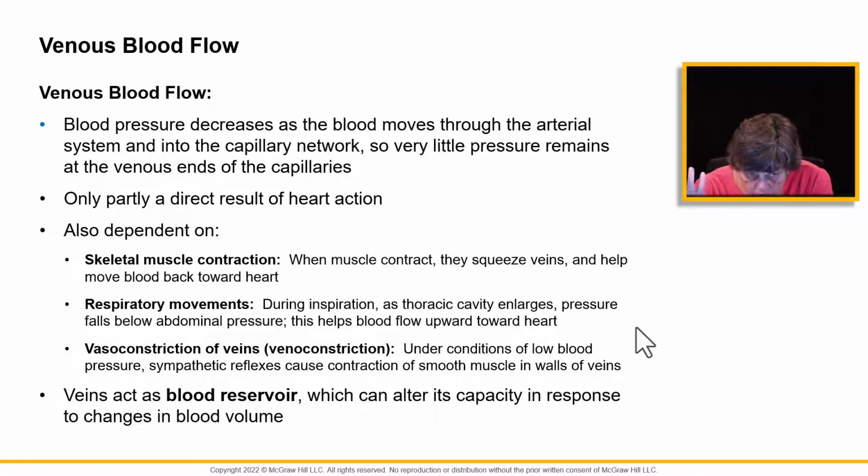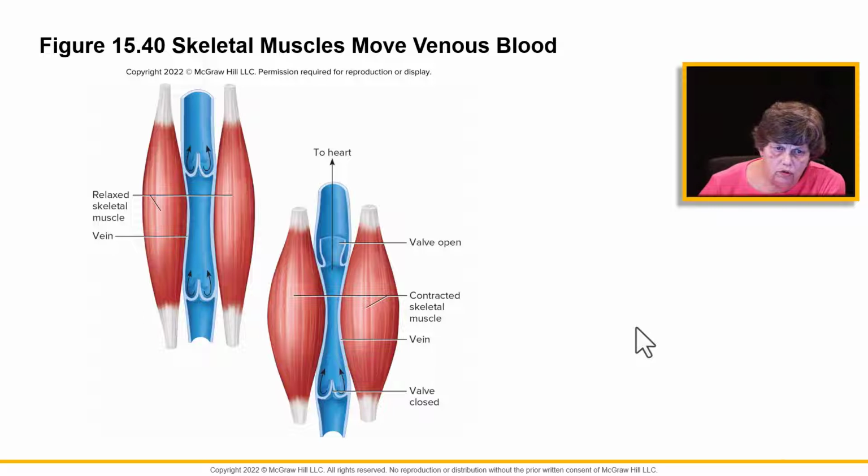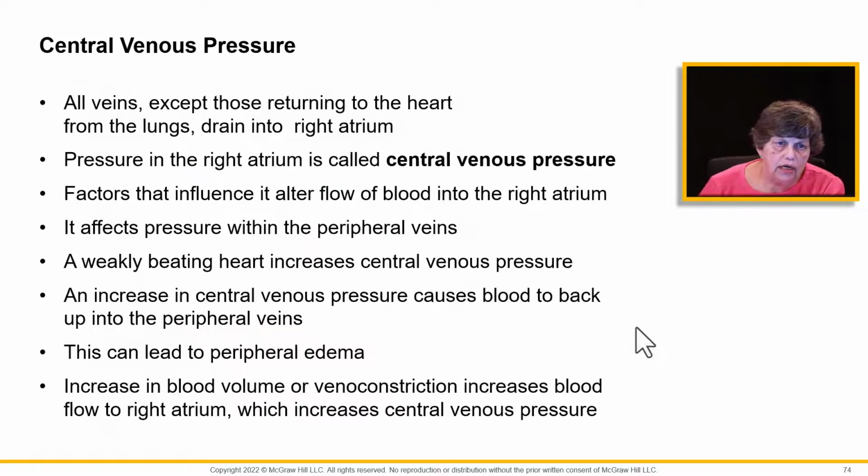Then we also can use vasoconstriction of the veins. Certain reflexes can cause contraction of the smooth muscle in the walls of the veins. So, again, the veins can act as a blood reservoir, and they can alter its capacity in response to what's going on. And you can actually see how this is done with this picture. So you're, again, shooting it up there, and the valve is going to make sure that you don't backtrack it too far.